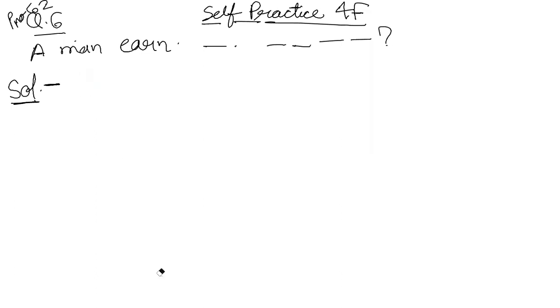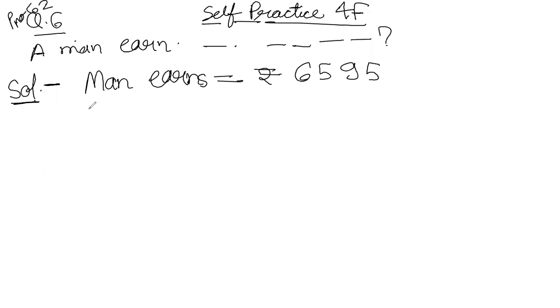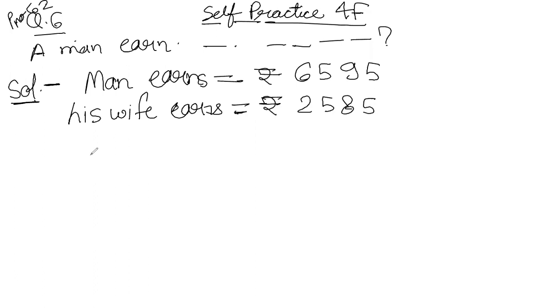First of all, we will find out the total earning. Man earns rupees 6,595 and his wife earns rupees 2,585. Now find the total earning.